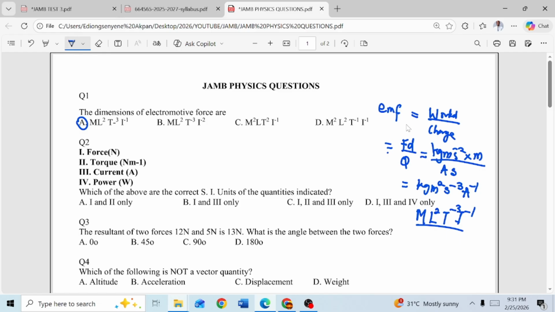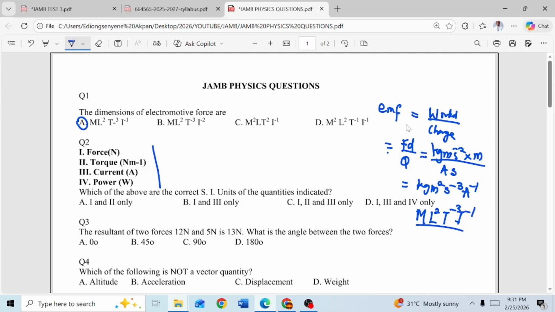Question number 2. Force, Newton; torque, Newton per meter; current, ampere; power, watt. Which of the above are the correct SI units of the quantities indicated? You can see these are things we have done before. It's for us to now know the right one.